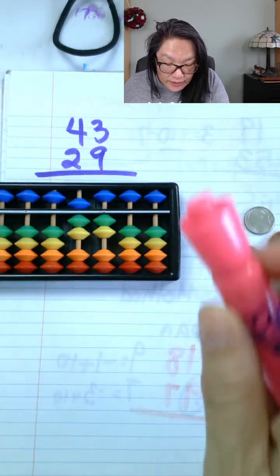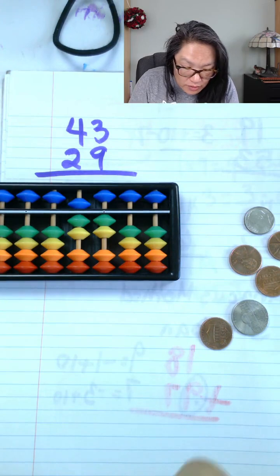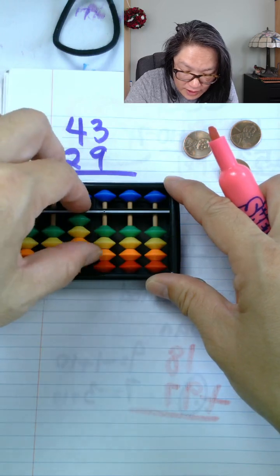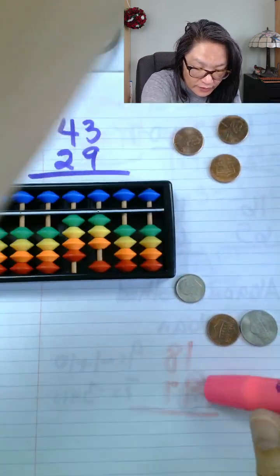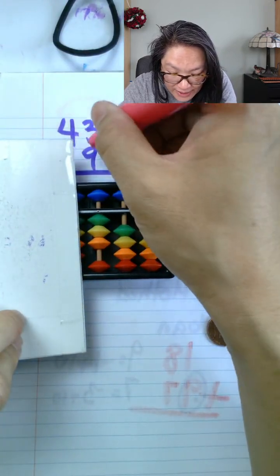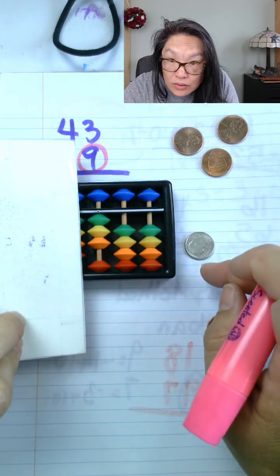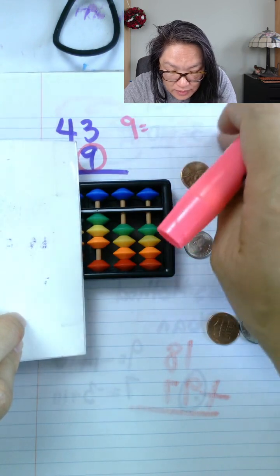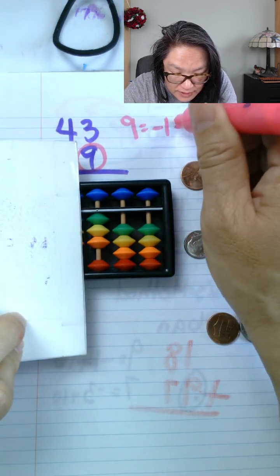Let's do it the other way. If I have 43, I want to add the 9. When I add the 9, what do we do? To add the 9 is what? Minus the 1, plus the 10.